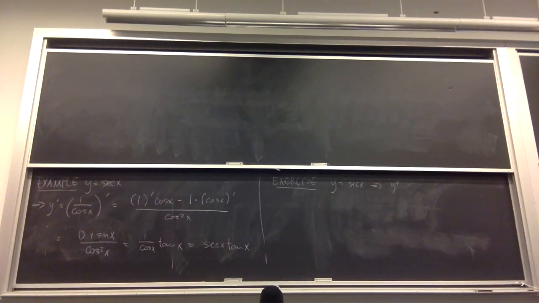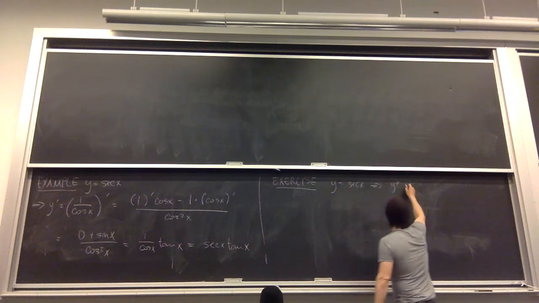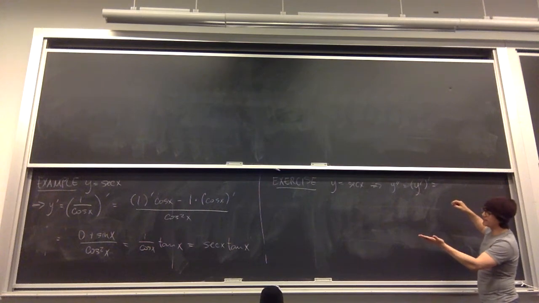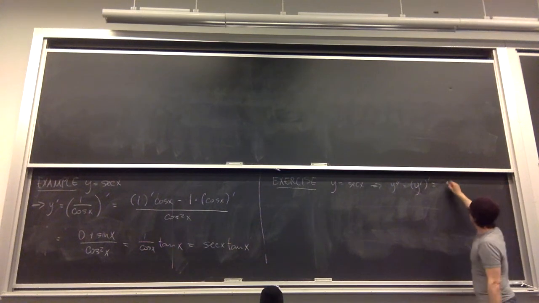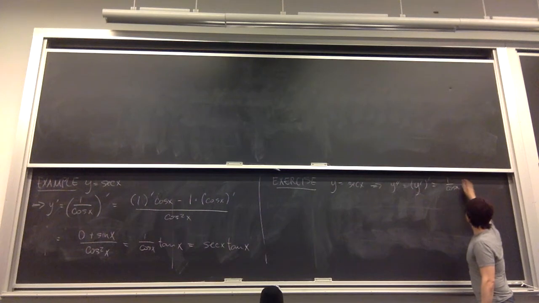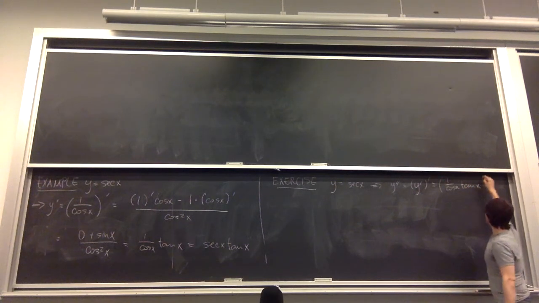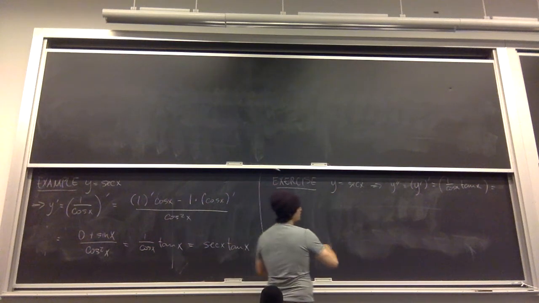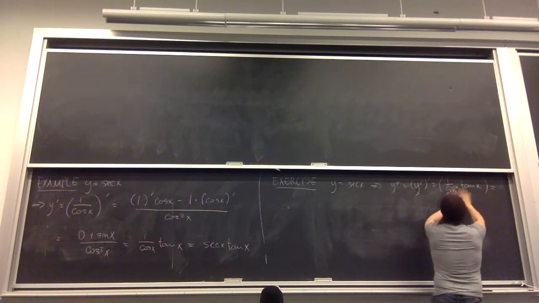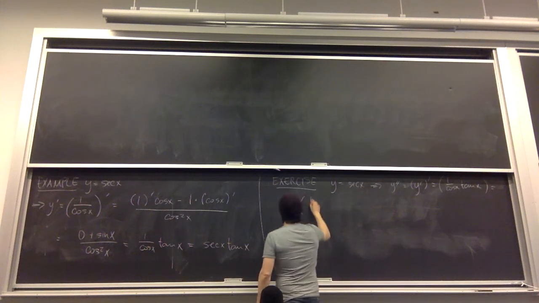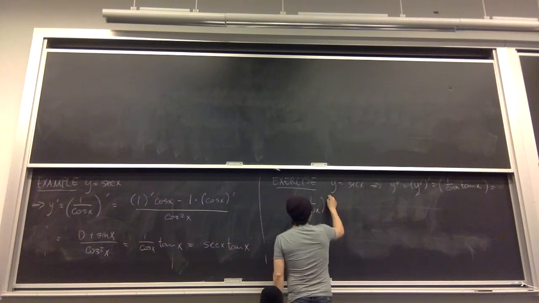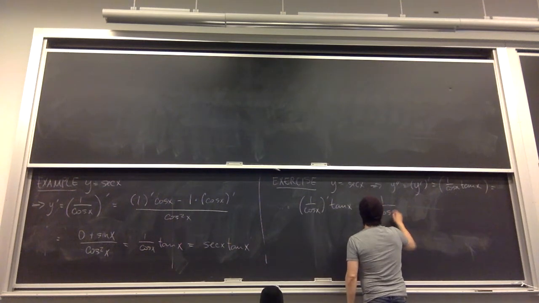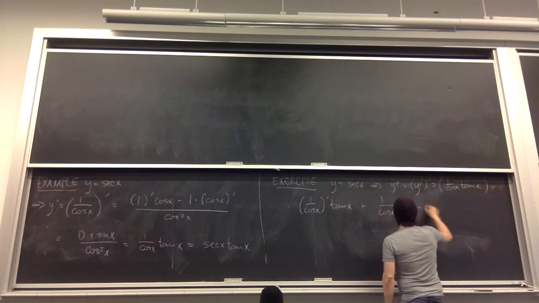Okay, so I'm just going to do it. Okay, so y double prime, of course, is going to be the derivative of the derivative. So really this question is asking you to take the derivative of 1 over cos of x times tan of x. Right? So let's continue that. I'm just going to use the product rule, right? We have a product, so I'm going to use the product rule. So the first thing is the derivative of 1 over cos x times tan x plus 1 over cos x times the derivative of tan x.